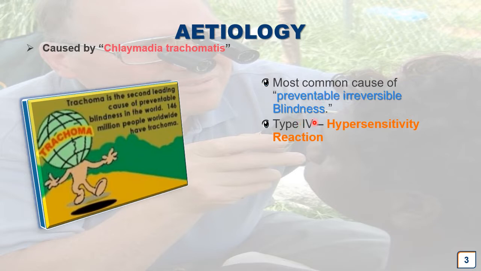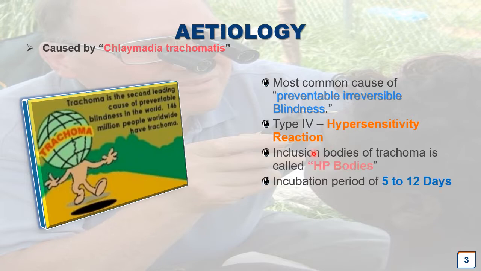It is a type 4 hypersensitivity reaction because of chlamydial antigen involvement. Inclusion bodies of trachoma are called HP bodies, which stands for Halberstaedter-Prowazek bodies. Incubation period is from 5 to 12 days.